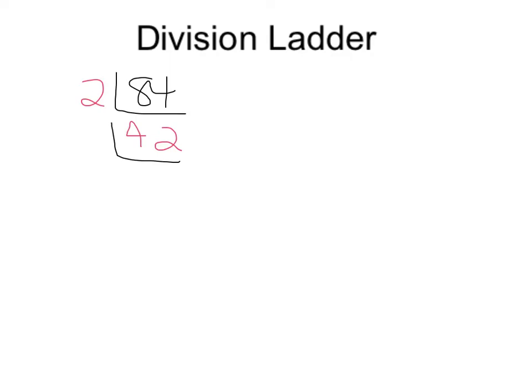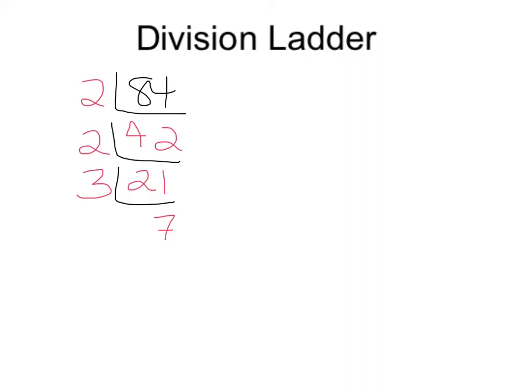2 can go into 42 as well, because it's an even number, so 2 into 42, 21 times. 2 cannot go into 21, so we'll move up to our next prime number, which is 3. Can 3 go into 21? 2 plus 1 is 3, yes. 21 is divisible by 3, so it's going to work for 3. So 3 goes into 21 7 times. 7 is a prime number, so that's our division ladder for 84.